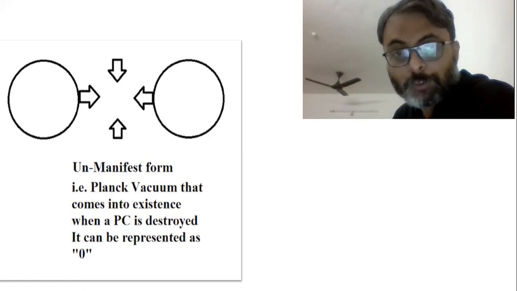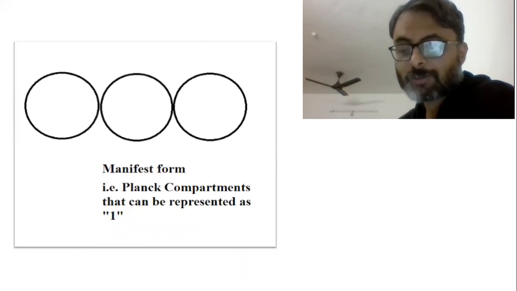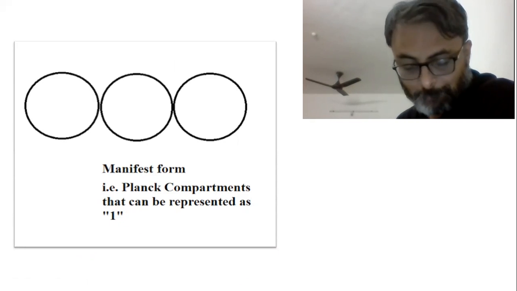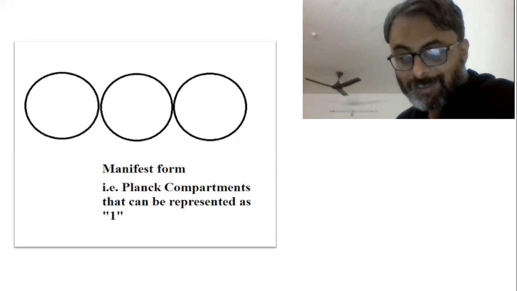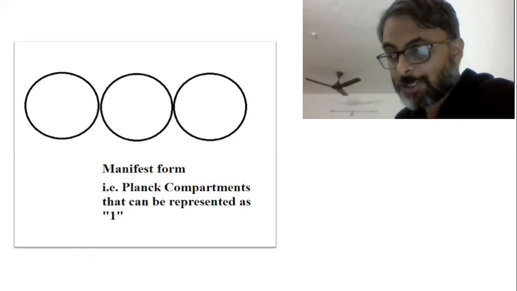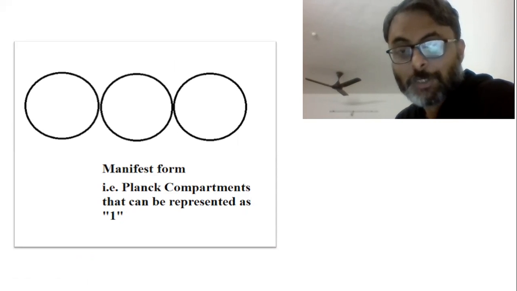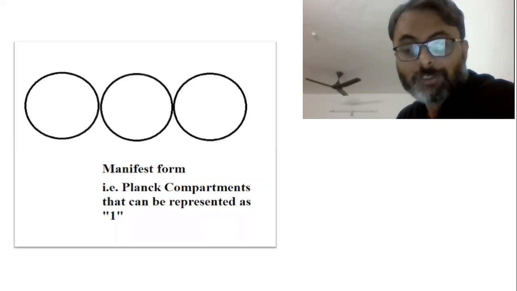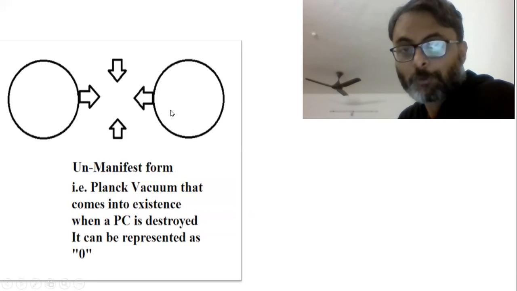So wherever there is a pull force, there is destruction. Basically, in the quantum foam there is constant creation and destruction of PCs. That's why this creation-to-destruction, or C/D ratio, is very important here. So the universe is made up of two parts: the manifest component, that is the Planck compartment, and the unmanifest component, which is basically the pull force, that is the PC vacuum. So this is 1 and this is 0, 1 0 1 0, like that.